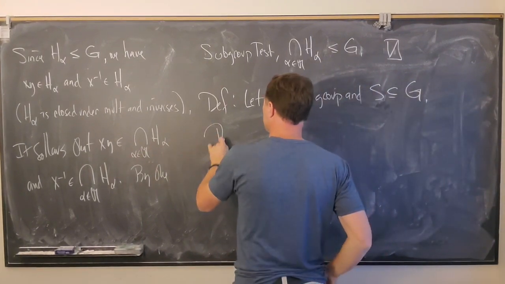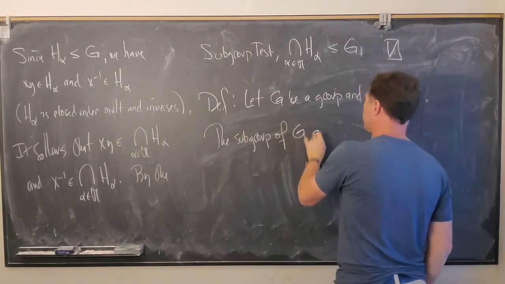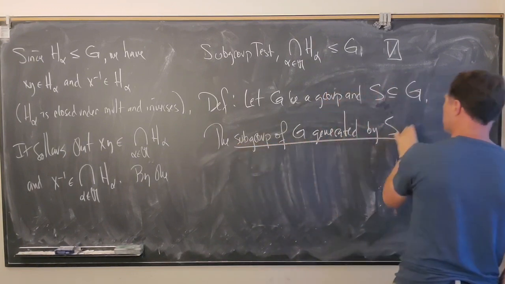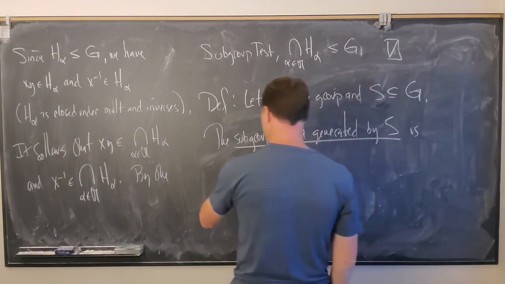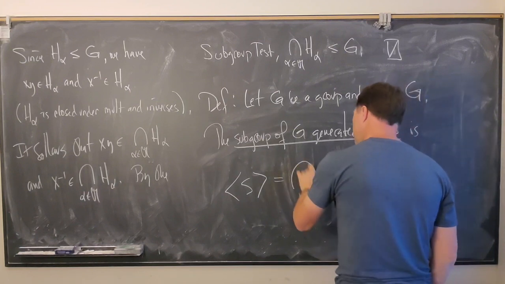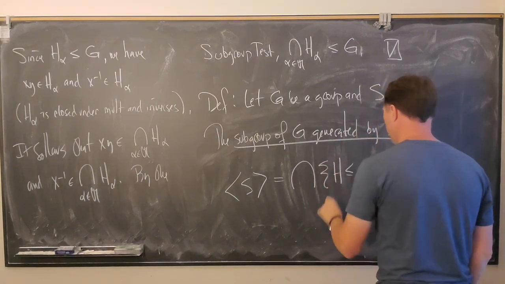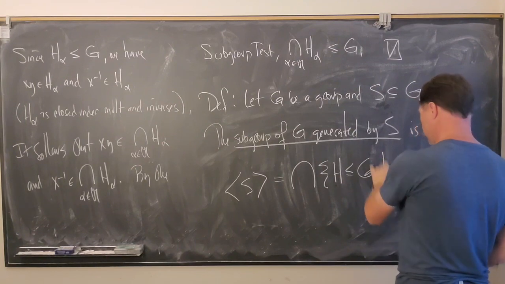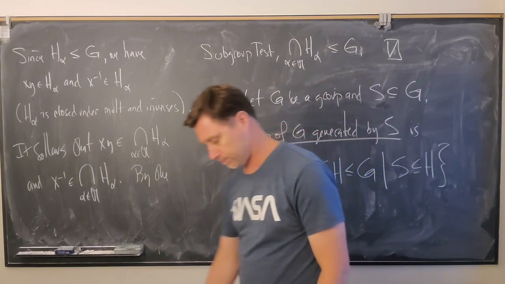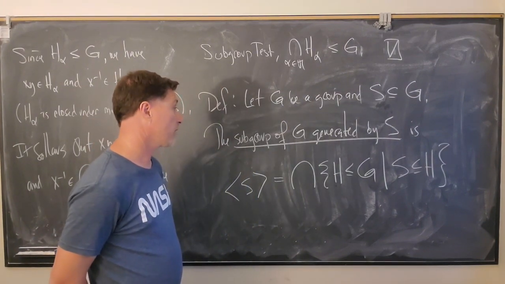Now, the subgroup of G generated by capital S is, and we'll write it as angle bracket S, and it's going to be the intersection of all subgroups H of G for which S is contained in H. So there's the definition.